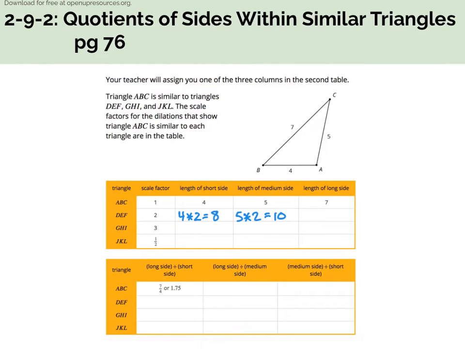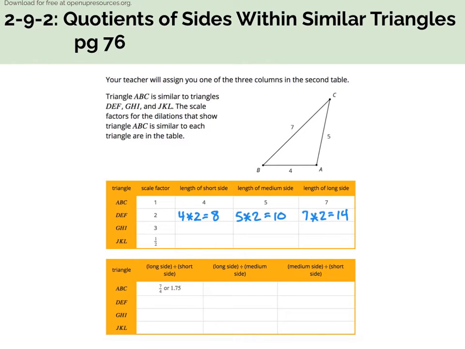Let's make that a little bit better. So 7 times 2 equals 14. Go ahead and fill in the rest of this table. So you want to pause it, fill in the rest of the table, and then I'll show you how to do the second table.